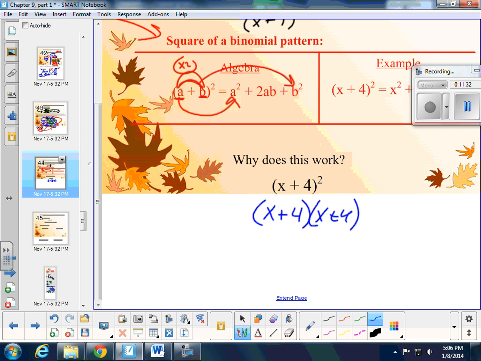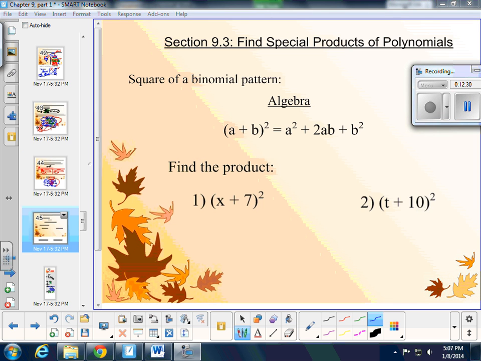So what might it look like on your homework? Well, let's look at this first example here. It says find the product, x plus 7 squared, that binomial. So again, if you know the pattern, here's all you'd have to do. It is x squared, 7 squared is 49, and when I take this pattern, that's going to happen twice. I put a little 2 times that up there, and 2 times 7x would give me 14x. So there would be my answer.